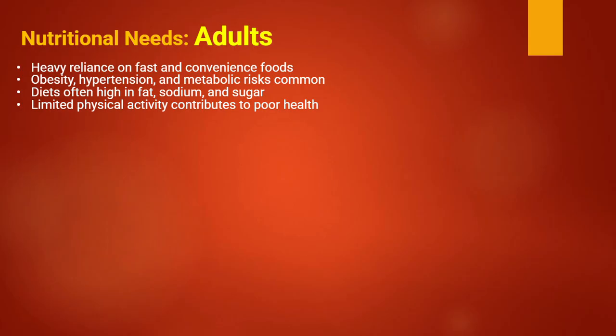Now let's look at nutrition during adulthood. Many adults rely heavily on fast foods and convenience meals because of busy schedules and family responsibilities. When both parents are working, preparing fresh meals after a long day often feels like a burden. This reliance on processed and convenience foods contributes to obesity and hypertension, which remain two of the most common health issues among adults. These foods are usually high in fat, sodium, and sugar, which all increase the risk for cardiovascular disease, type 2 diabetes, and metabolic syndrome.